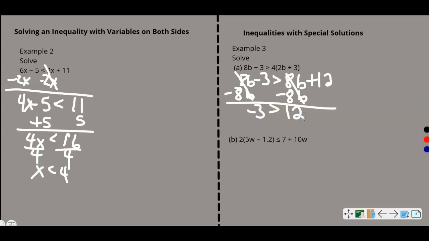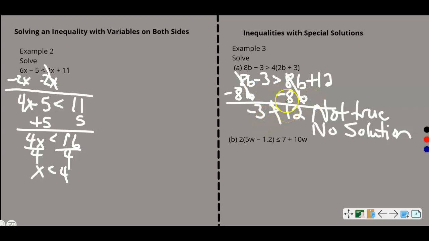Is that a true statement? That is not true. Negative 3 is not greater than 12 ever. So this is not true. Since this is not true, there is no solution. So there is no number that you could plug in for b to make this work.